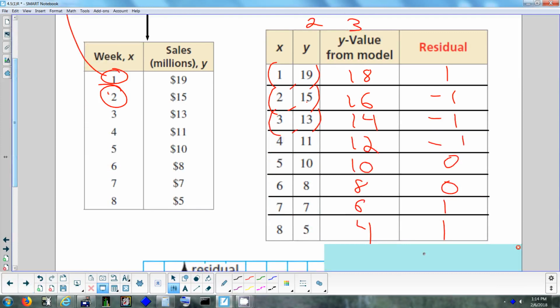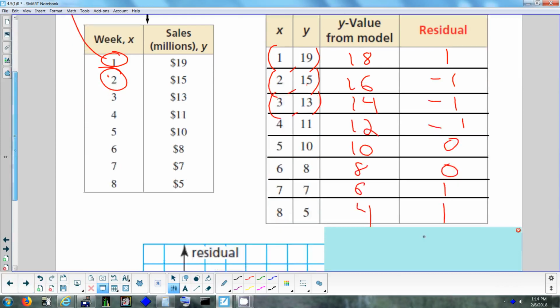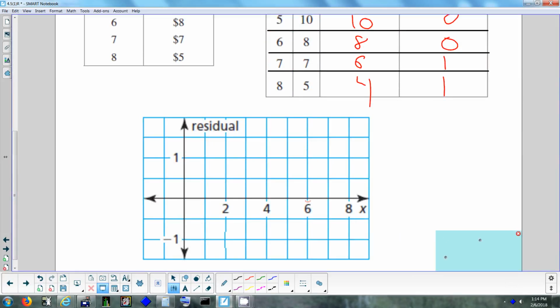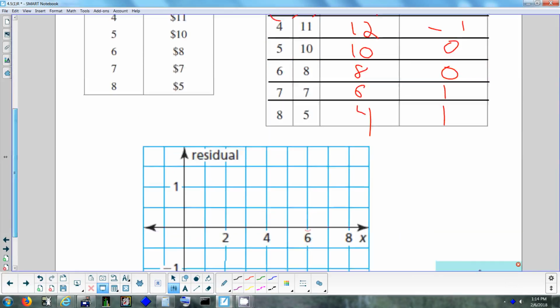So looking at that, that's pretty good. Look at your residuals. At most, your line is only 1 unit off from where it should be. That's great. 1 unit above or 1 unit below. In some cases, it's perfect. Okay. So now the last thing we're going to do is graph those residuals.